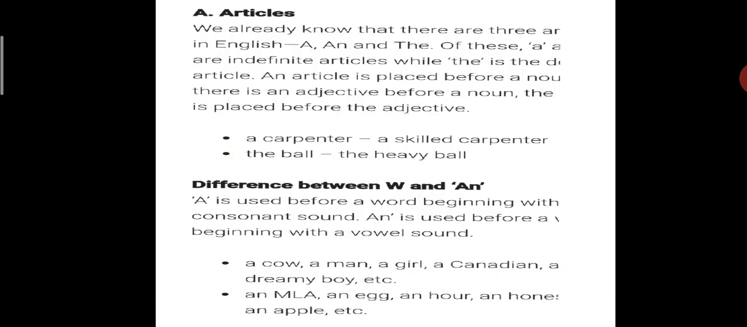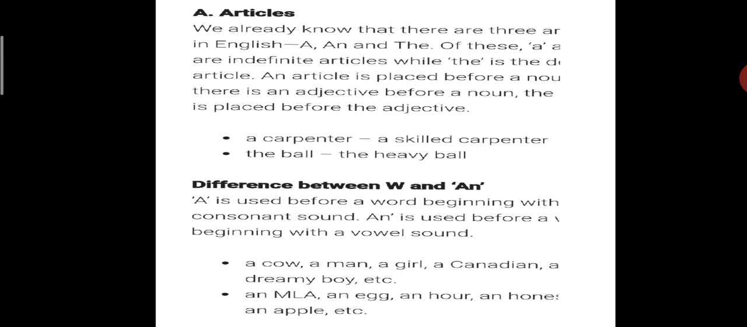Then the articles. The first one is the article. We already know there are three articles: a, an, and the. A and an are used with the indefinite, and the is the definite article. An article is placed before a noun, and it is placed before an adjective. A carpenter, the ball, the skilled carpenter, the heavy ball. What kind of ball is it? Heavy. Skilled is the adjective, meaning it is a skilled carpenter.